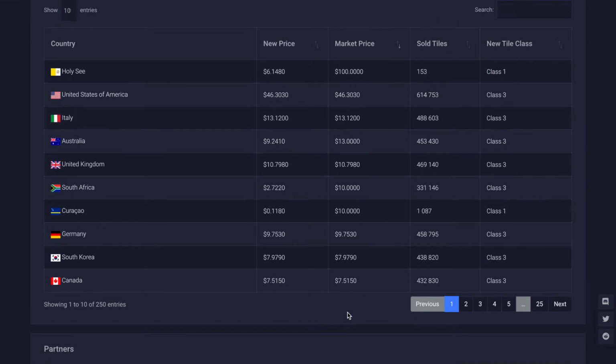If we look down here, we then have stats on every country. We can switch between them, and it then tells us the land class for that country, the market price, the new price, and the amount of sold tiles. This is very helpful when buying land, as otherwise on the earth2.io website you have to buy land before being able to see the new tile class, and we all know that buying in a good tile class is essential to getting a high amount of land tax. So that's extremely good and a good feature to use on this website.